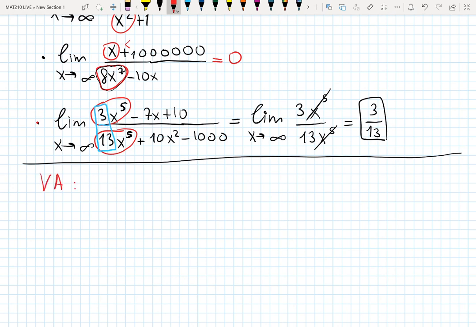VA, how to find VA? Look for zeros at the denominator.